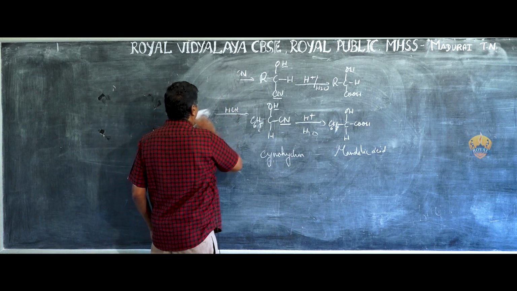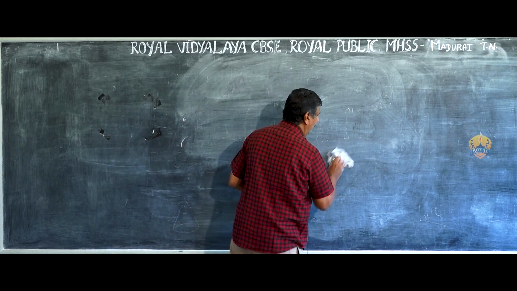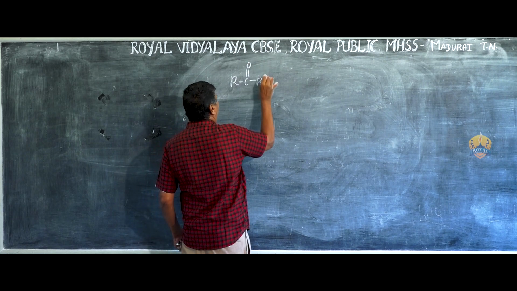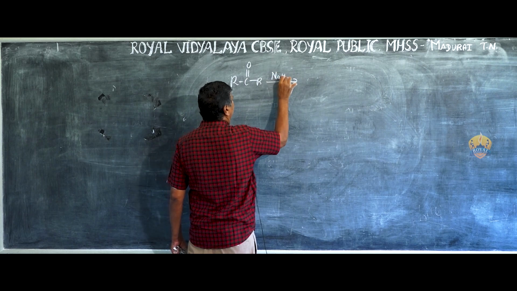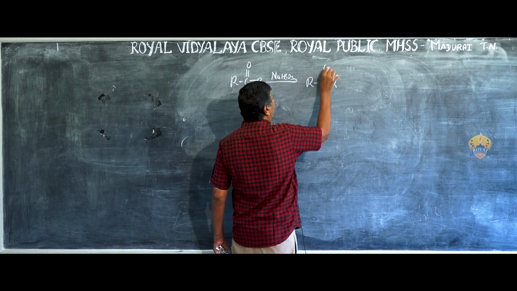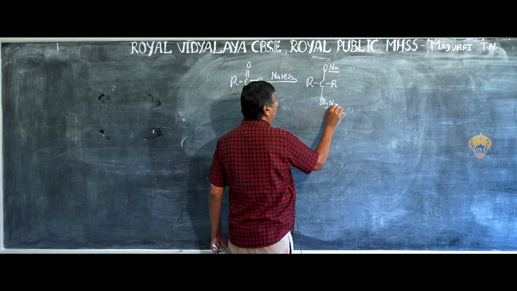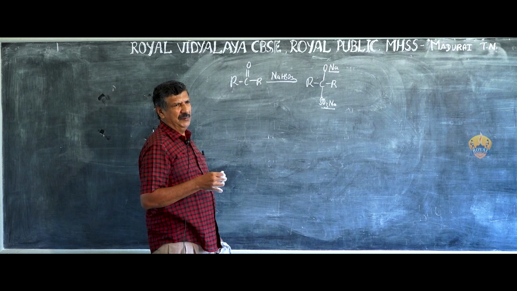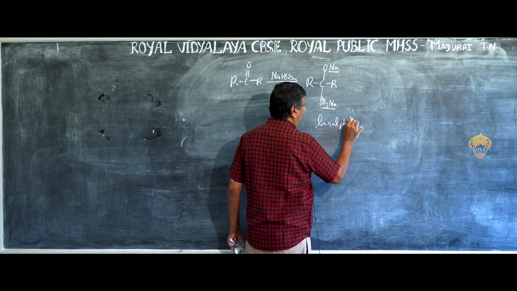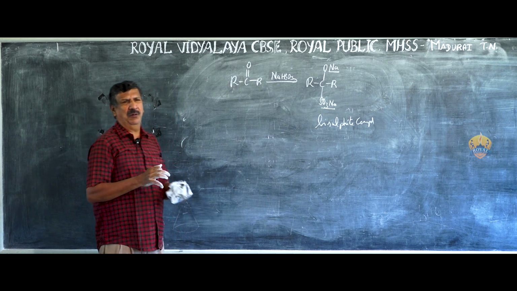Next one, we are going to see with sodium bisulfite. This is an addition product. You see Na at the top, SO3Na at the bottom. That's all. What is the name? Generally, it's called as bisulfite compound. We can't have any real name. So, generally, it is called as bisulfite compound.